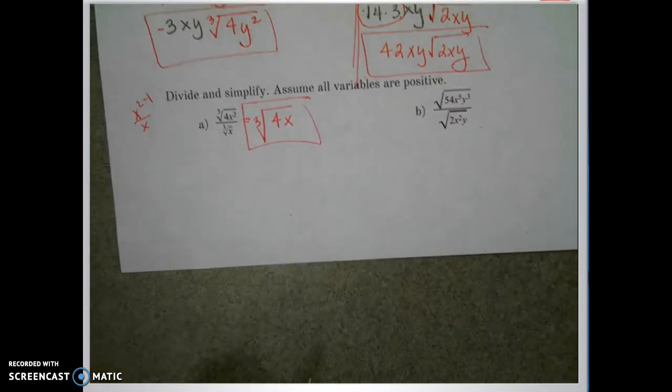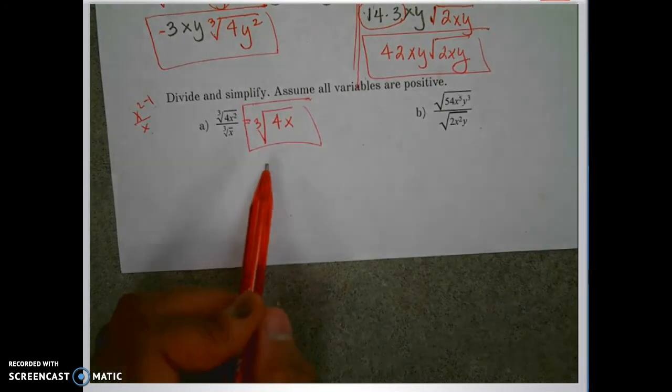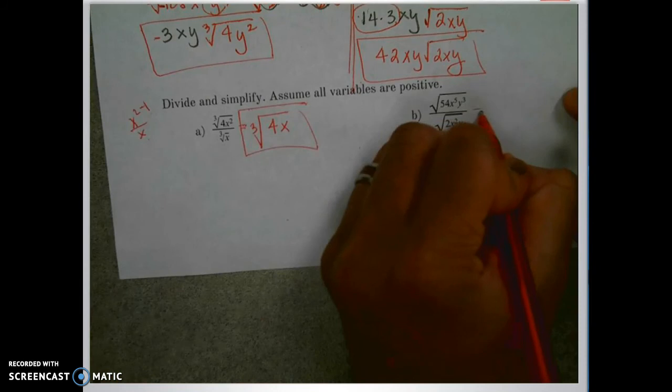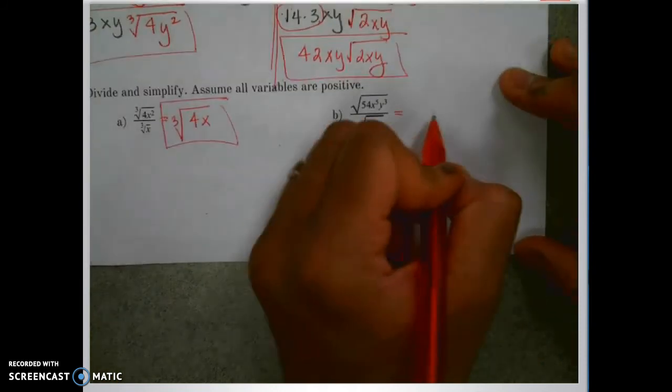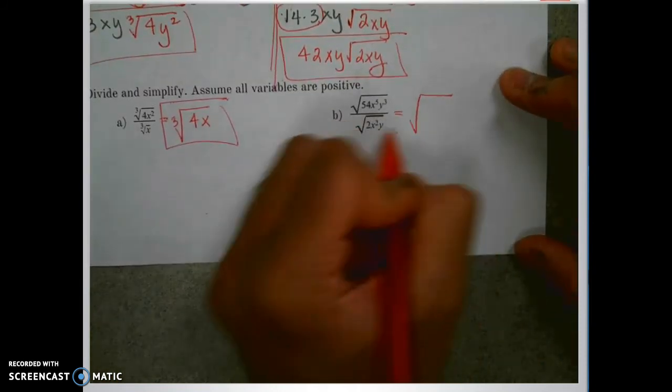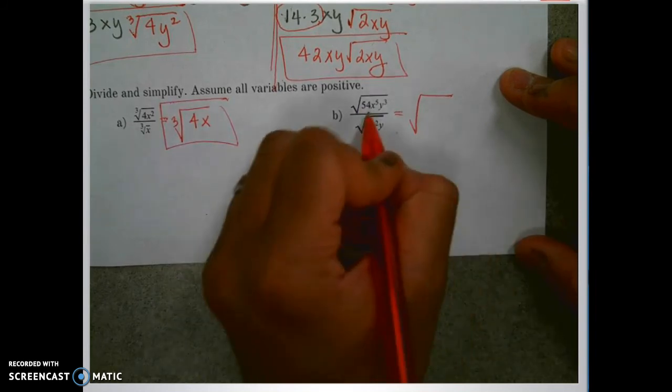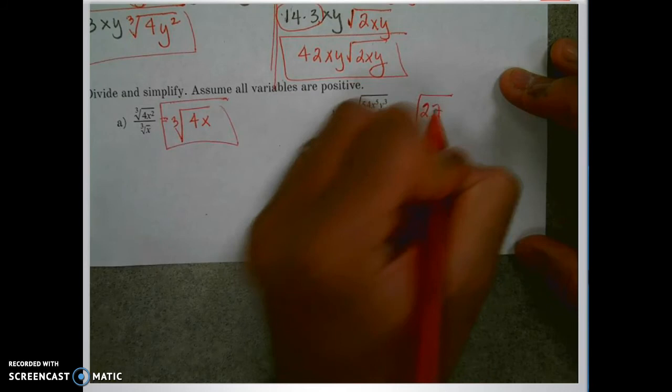4 is a perfect square, which is great, but we don't care. We want perfect cubes for this one because it's the cubed root. Okay, same first step. Simplify first. 2 and 54. 2 goes into 54 27 times.